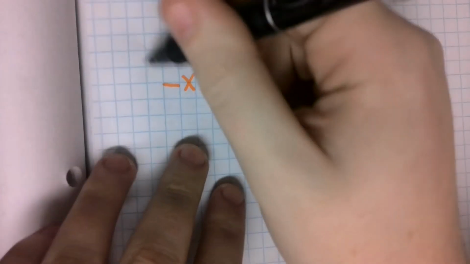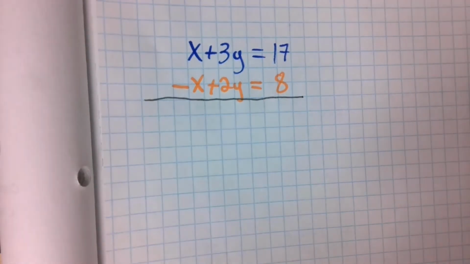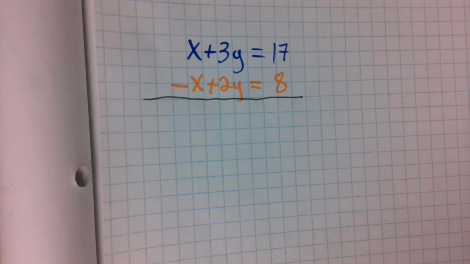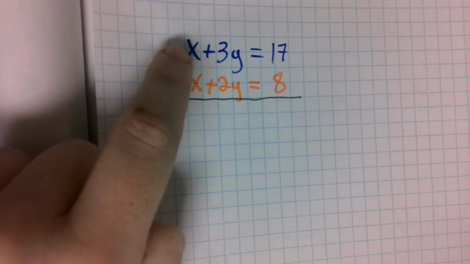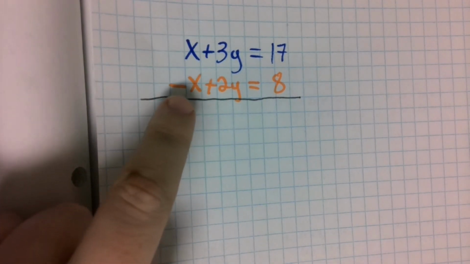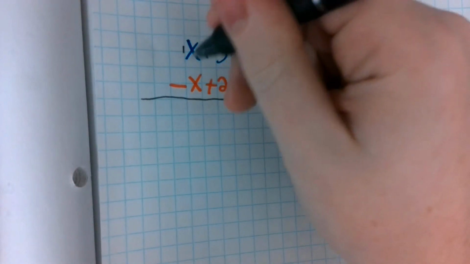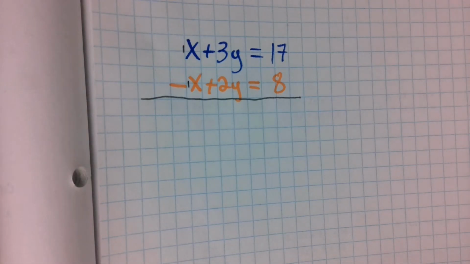First things first, we need to identify something to eliminate here. Hopefully you caught that the only thing we can really eliminate, at least at this time, are the x's. This is just 1x. This is negative 1x. As a reminder, anytime you don't have a number in front of an x, you can put an imaginary 1 there. So these two will cancel out.